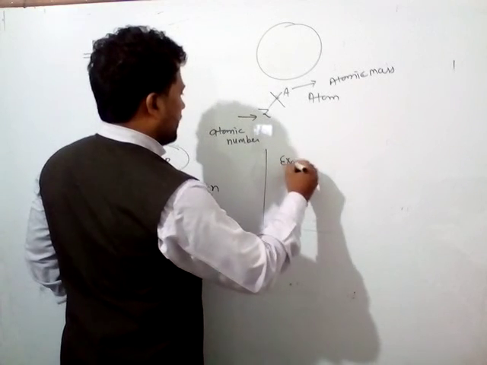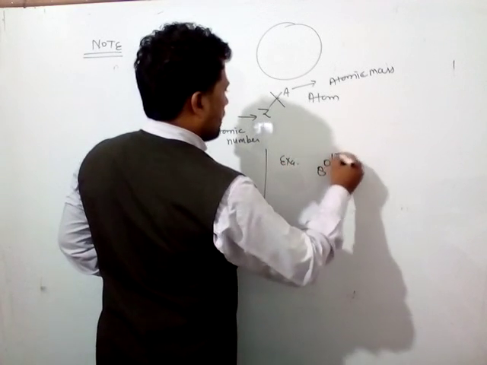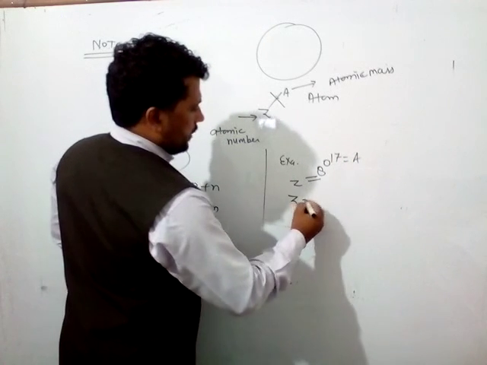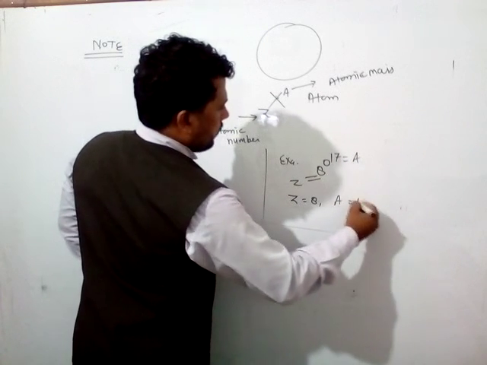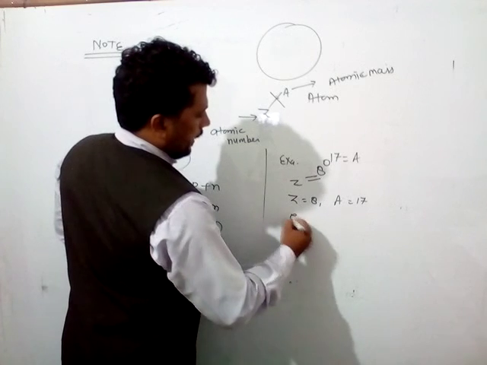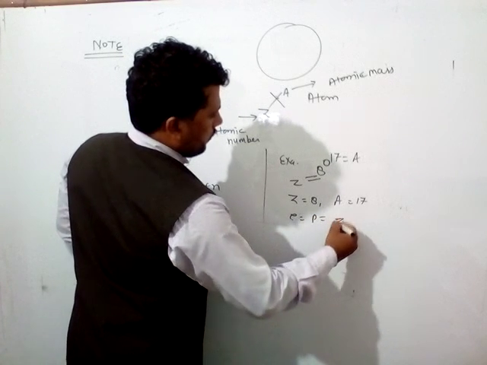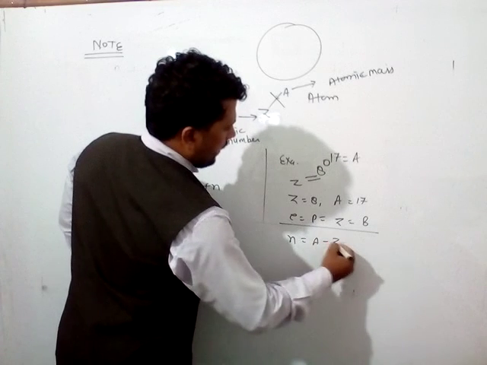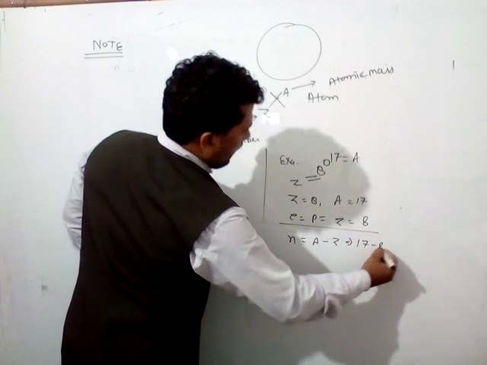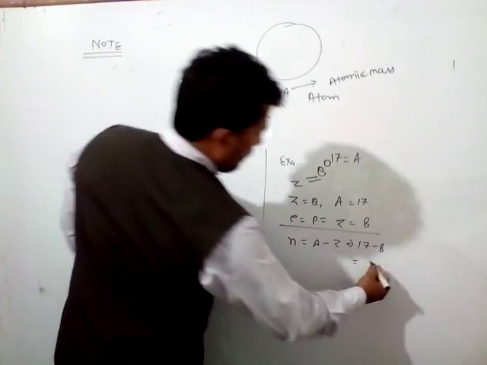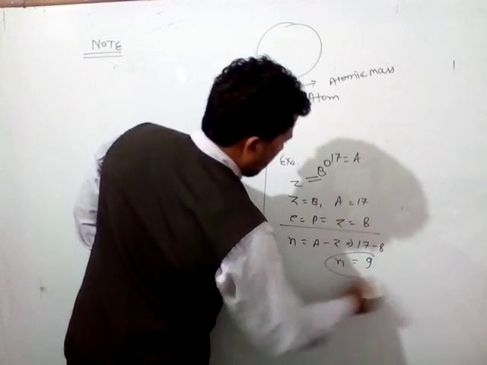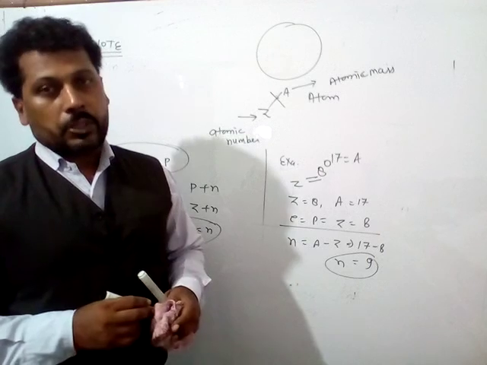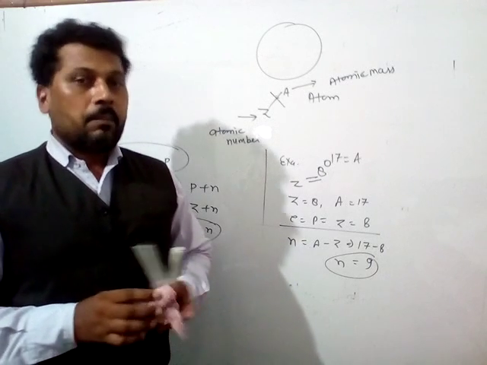So for an example, if it is written 8O17, this is Z and this is A. So Z equals 8, A equals 17 and electron equals proton equals Z, that is 8, and neutron equals A minus Z, it means 17 minus 8, which is 9. So in this way we can find the number of electrons, protons, neutrons, atomic number and the mass number of any atom.